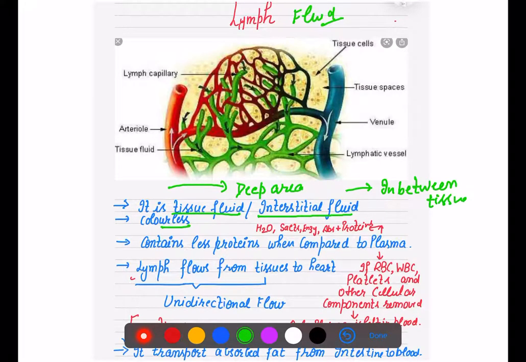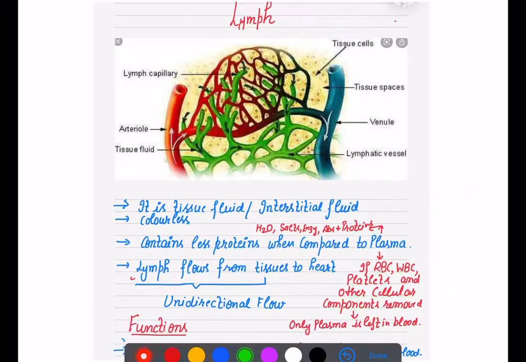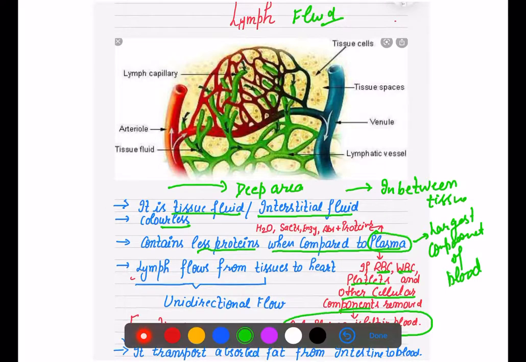It is colorless. It contains less proteins as compared to blood, or when you compare it to plasma, it contains less proteins. What is plasma actually? We discussed it. Plasma is the largest component of blood. Agar main aapko ek blood provide karun aur usme se RBC nikal dun, WBC nikal dun, platelets nikal dun, baaki saari cheezein bhi nikal dun, then what your blood now has is only and only plasma. So plasma has water, salts, enzymes, antibodies, as well as proteins. But this lymph has less proteins as compared to plasma.